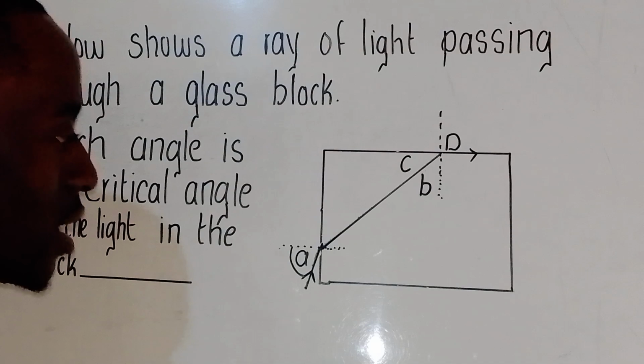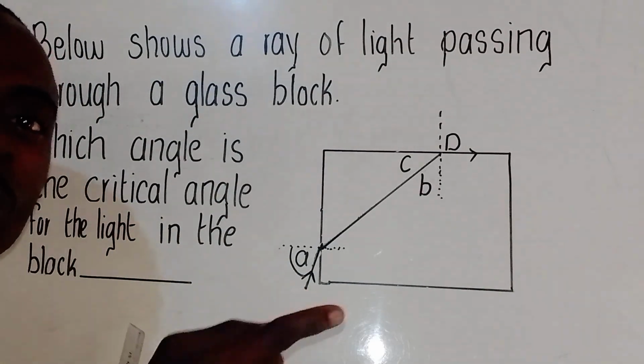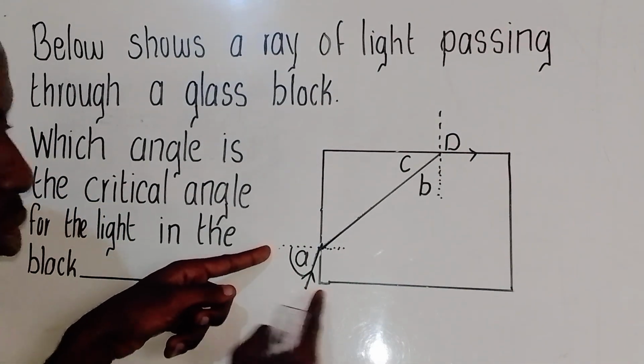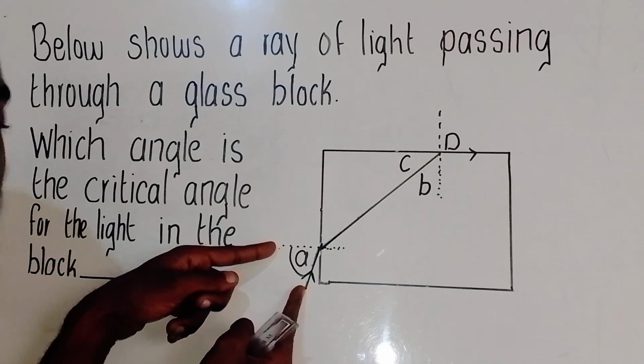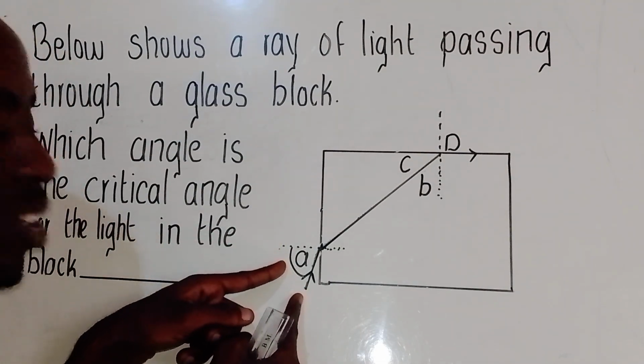Now, look here. This here is the incident ray. Now, the angle of incidence is the angle between the normal and the incident ray. Not this other angle, but this one. The angle between the normal and the incident ray. That's the angle of incidence.